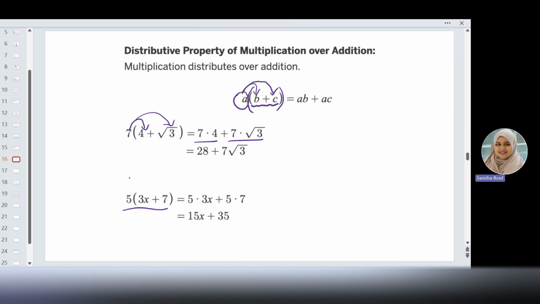Let's look at the algebraic example. So 5 times 3x, we can put those together, and then the 5 also distributes to 7. So then that simplifies to 15x plus 35.